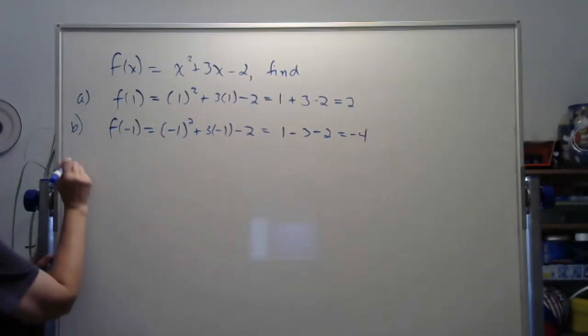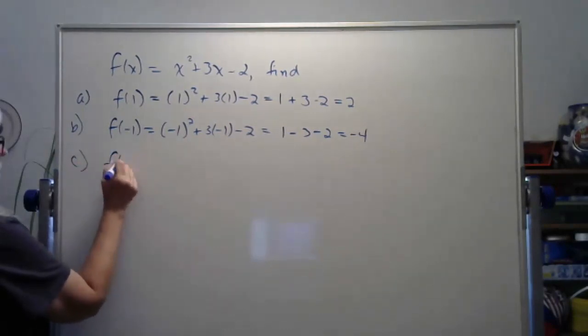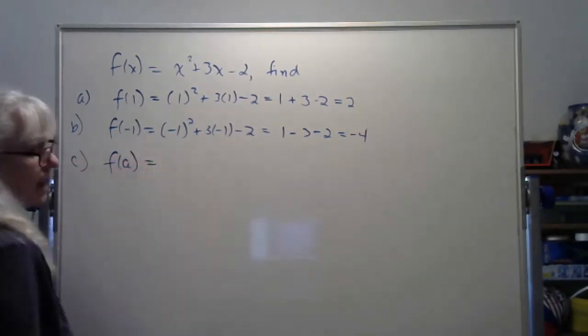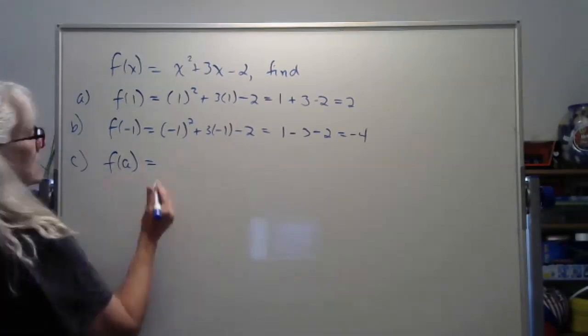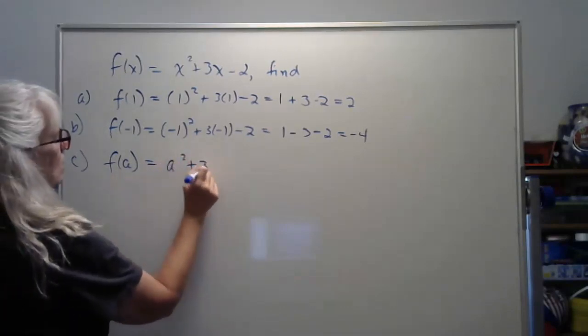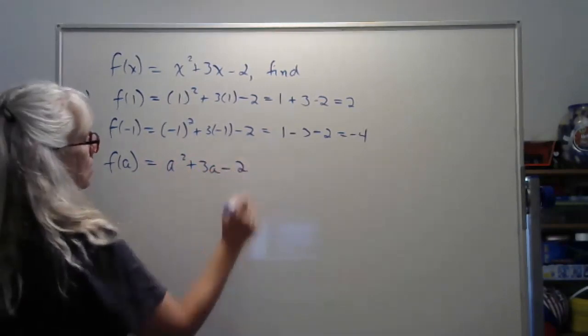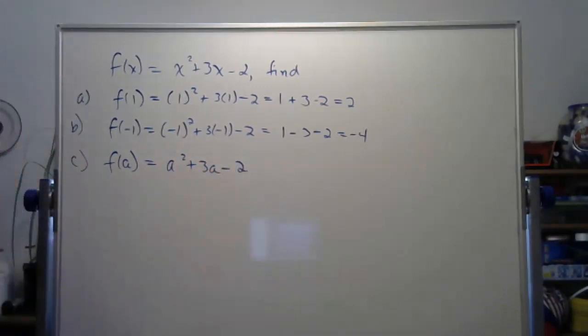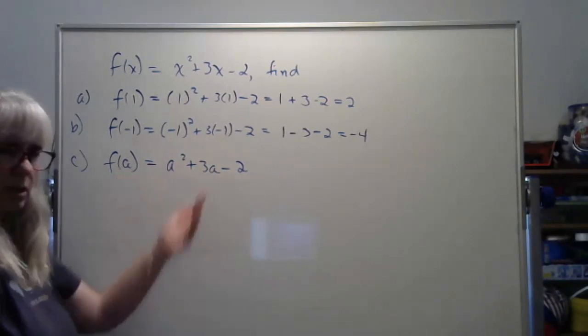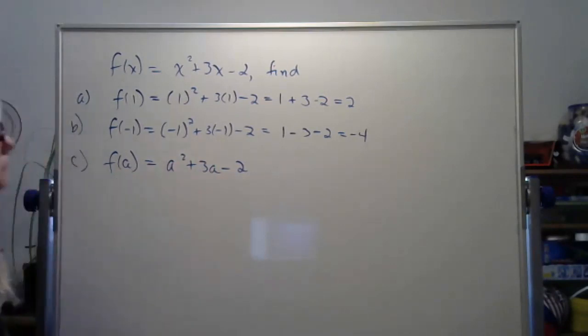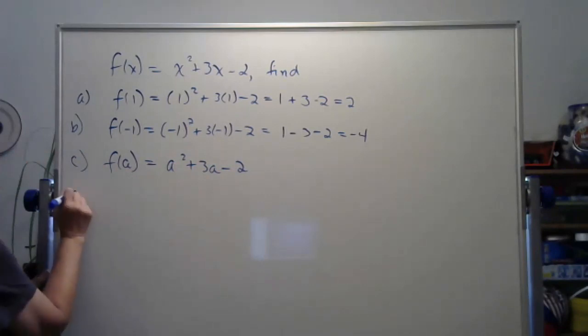Okay, part C, let's plug in f of a. Instead of plugging in a number, they want me to plug in a letter. So in place of all those x's, we're going to plug in an a. So I would have a squared plus 3 times the a minus 2. And I can't do anything else with that, so I leave it alone. This time the input was a, the output is an expression, and that's okay also. There's nothing wrong with that. Everybody doing okay so far?